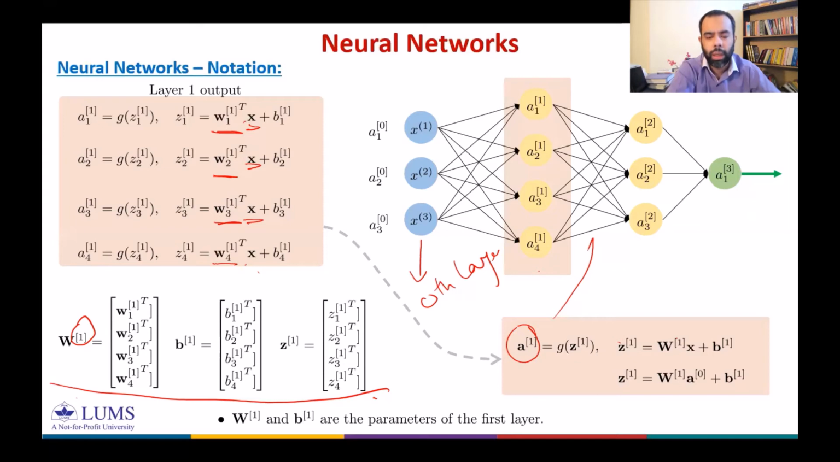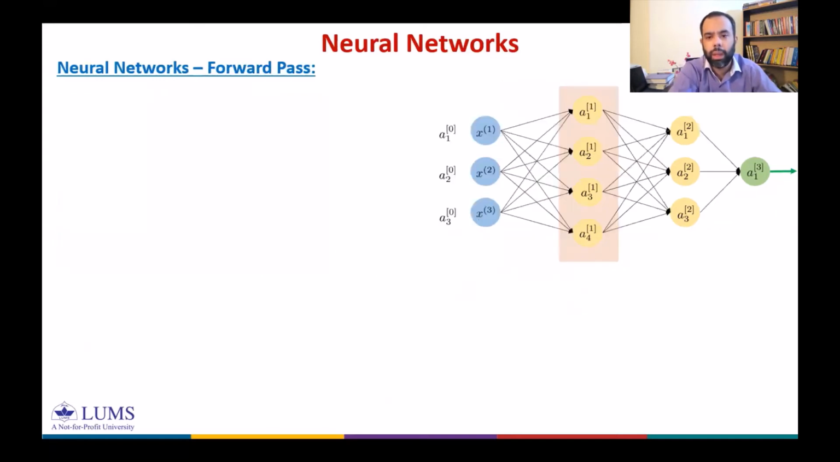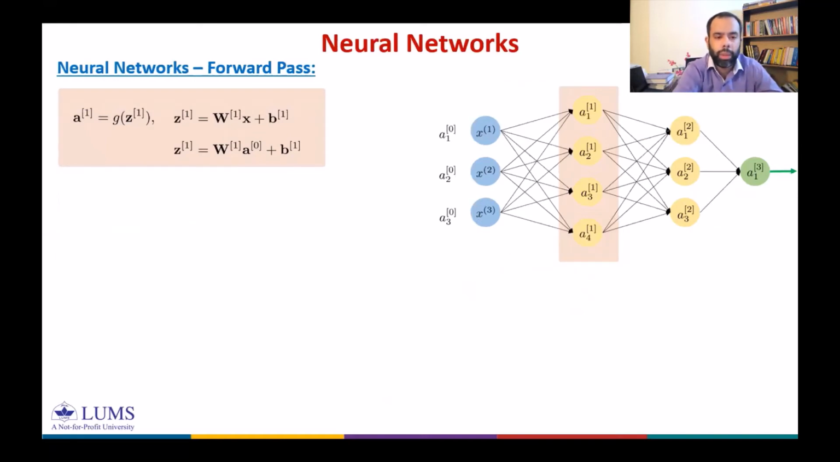Right? Let's build on this. So this is what we have defined, relating input to the first layer and output of the first layer. If I ask you, what's the size of W? What's the size of X? 3, right? So the number of columns in W should be 3.